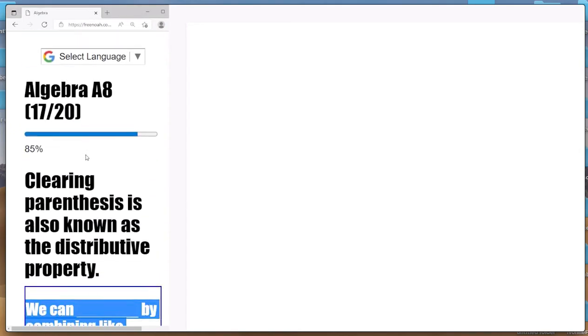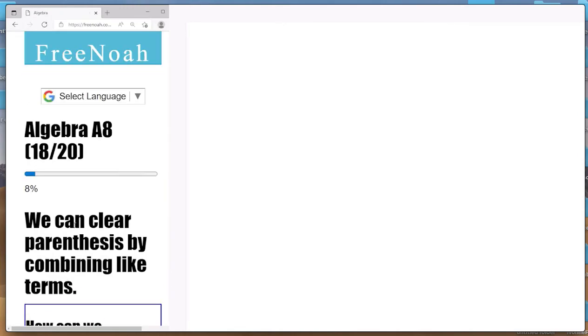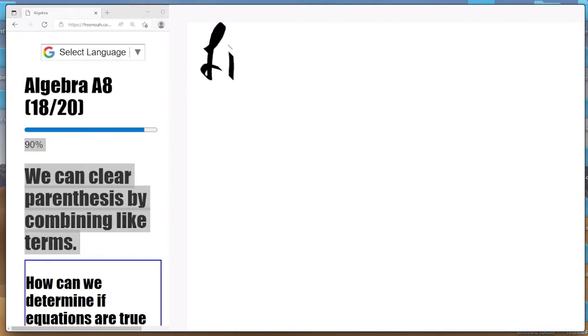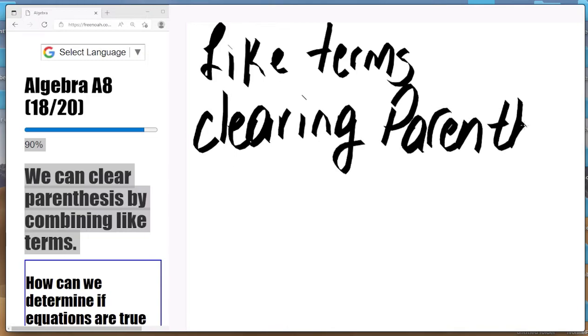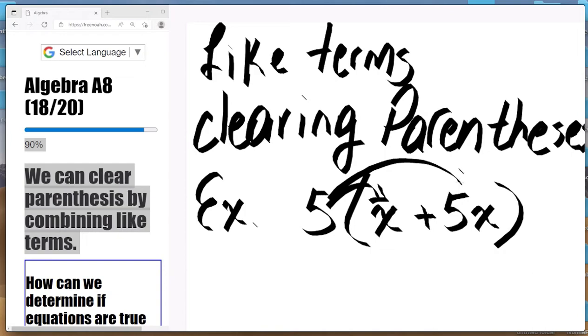So now we're up to question 17 here. So we can clear parentheses by combining like terms. Combining like terms and clearing parentheses. Alright. For example, we have 5 open parentheses x plus 5x.